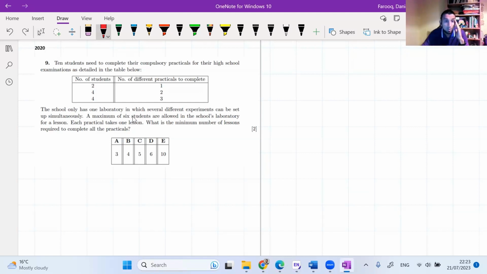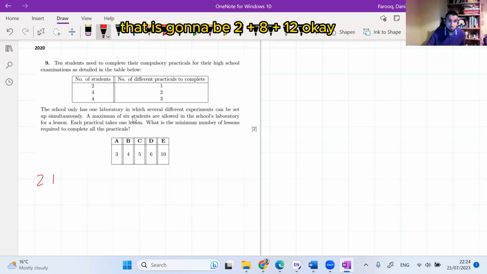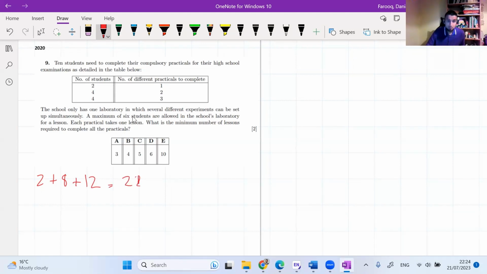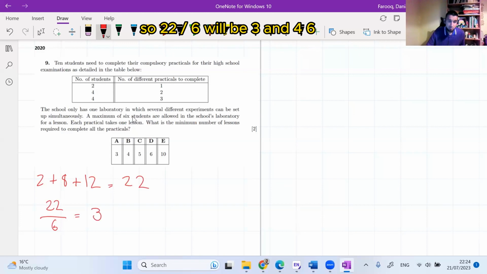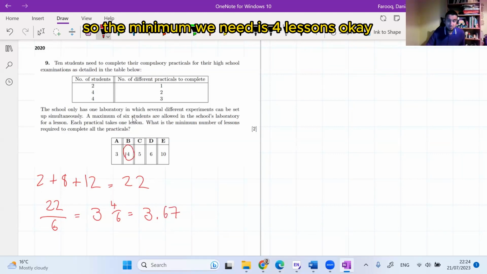Okay, so now we have 2 students, 1 practical, 4 students, 2 practicals, 4 students, 3 practicals. So how many practicals is that in total? That is going to be 2 plus 8 plus 12, okay? So that is going to be 22 practicals. However, we're only allowed 6 students in each time. So 22 divided by 6 will be 3 and 4 6ths, so that will be 3.67. So the minimum we need is 4 lessons, okay?